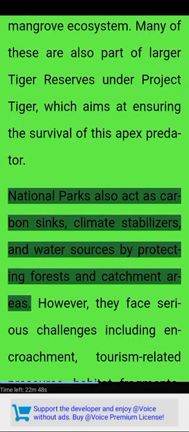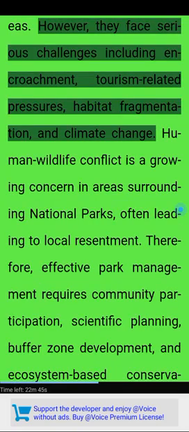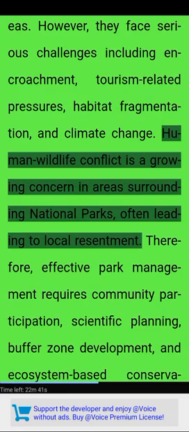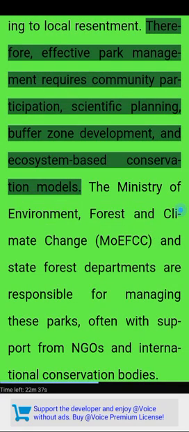of this apex predator. National parks also act as carbon sinks, climate stabilizers, and water sources by protecting forests and catchment areas. However, they face serious challenges including encroachment, tourism-related pressures, habitat fragmentation, and climate change. Human-wildlife conflict is a growing concern in areas surrounding national parks, often leading to local resentment. Therefore, effective park management requires community participation, scientific planning, buffer zone development, and ecosystem-based conservation models.